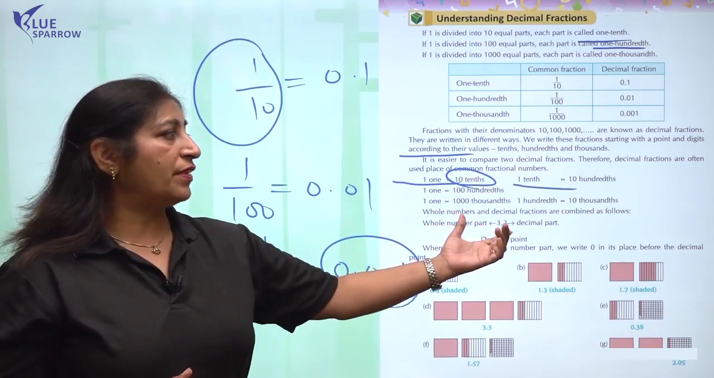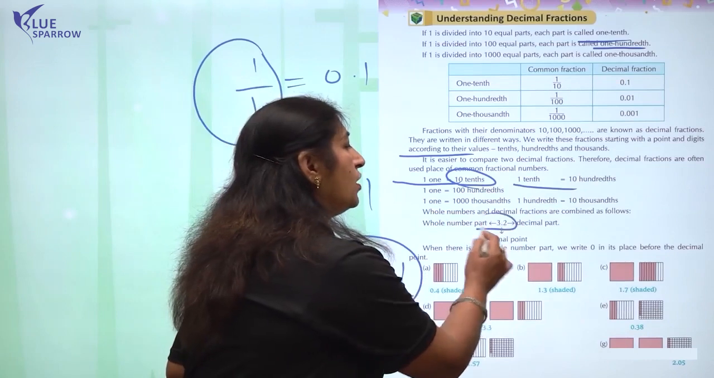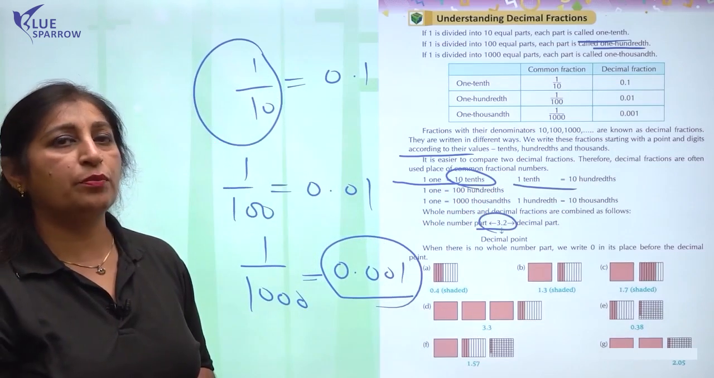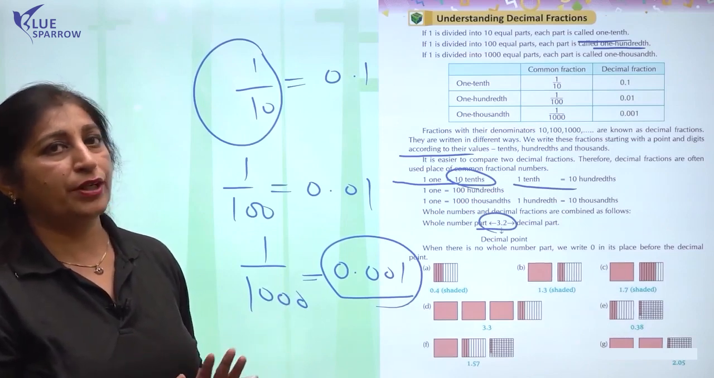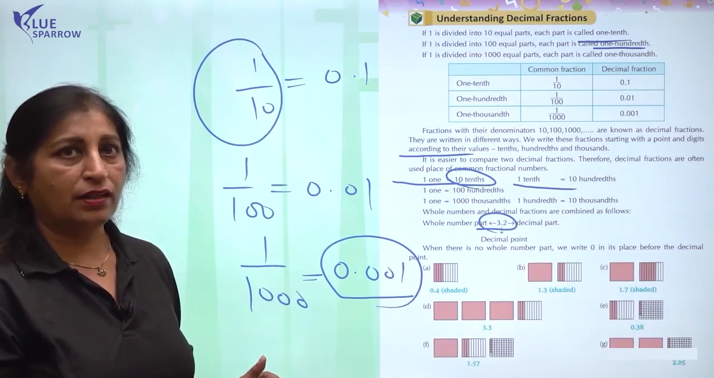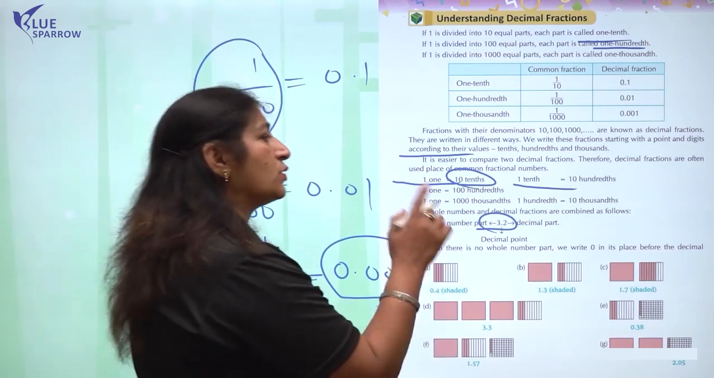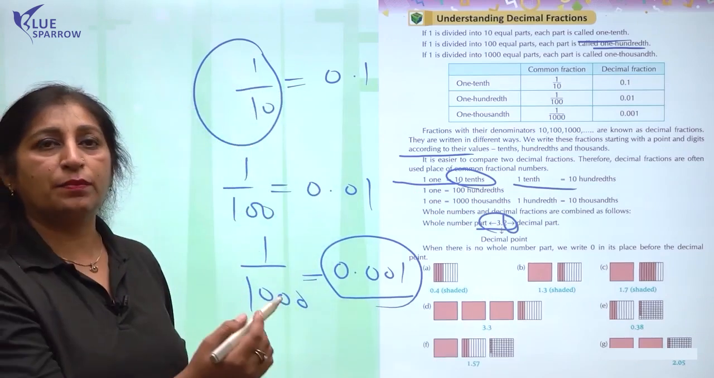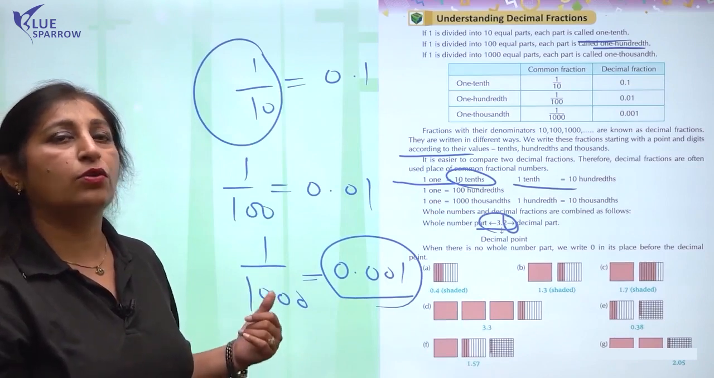Whole numbers and decimal fractions are combined as follows. Like if you are considering the number 3.2, this would be read as 3 decimal 2 or 3 point 2. 3 is the whole number part and 2 is the decimal fraction part. Decimal places here is 1, and 0.2 is the decimal part, and the whole number part is written before the point.